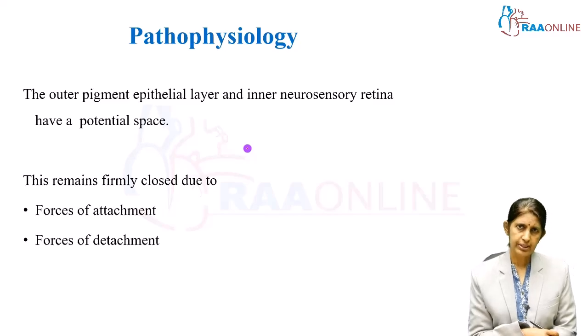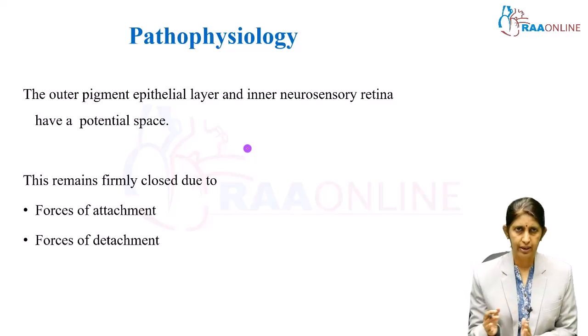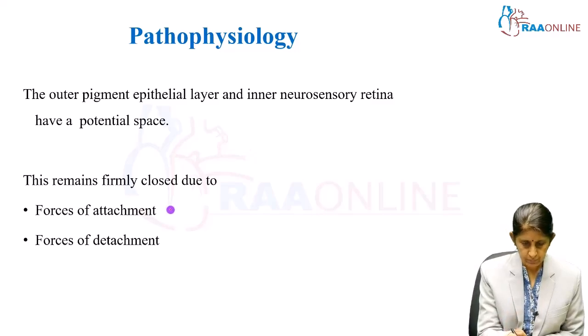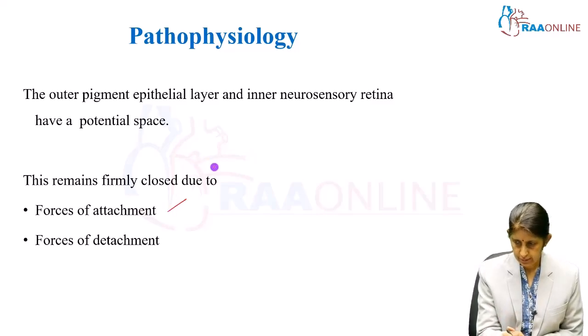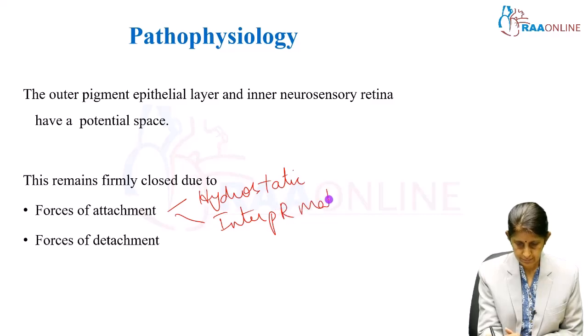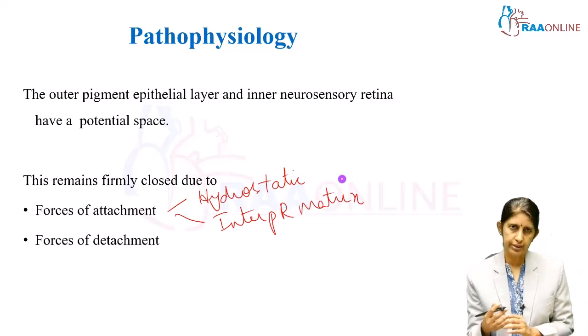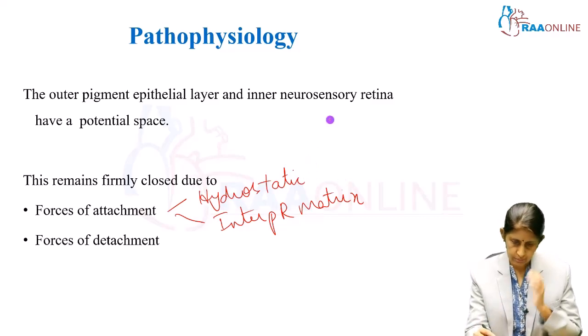The pathophysiology is that the outer pigment epithelial layer, the RPE layer, and the inner neurosensory retina have a potential space. Now, normally this space remains firmly closed. In all of us, the space remains firmly closed. It remains firmly closed because of certain forces of attachment. So, what are these forces of attachment? One is due to hydrostatic mechanisms, and the other is the interphotoreceptor matrix. So, when you say hydrostatic forces of attachment, we are talking about two things.